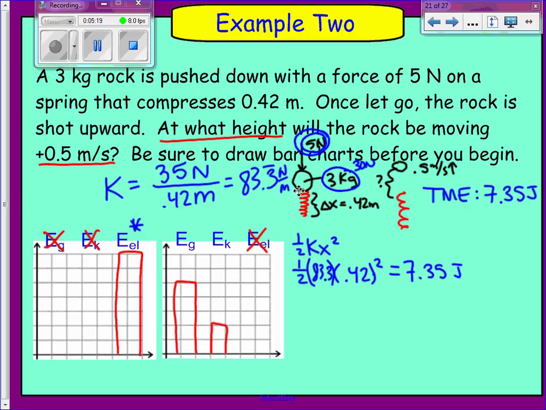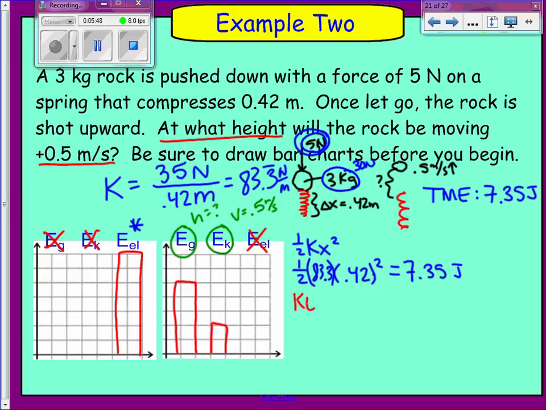Okay, out of those two energies, which energy could we calculate? Eg or Ek? Well, we know the mass for both of them. The mass is the rock, so that's not going to depict it. But instead, it's going to be the height or the velocity. To calculate Eg, you need to know what the height is, which we don't. To calculate Ek, you need to know what the velocity is, which we do know. It's 0.5 meters per second. So let's do that now.